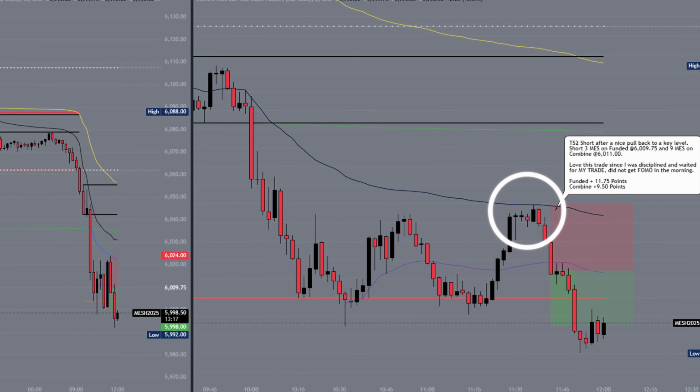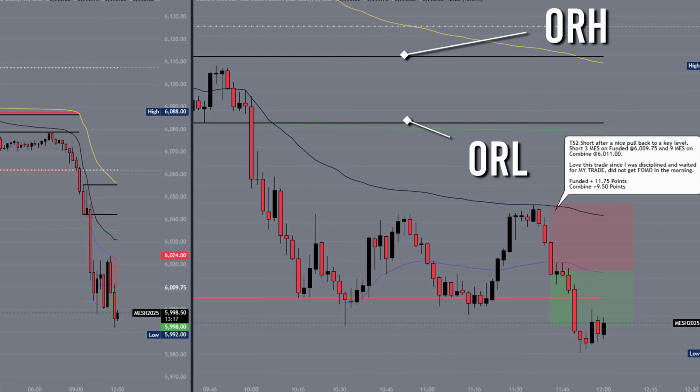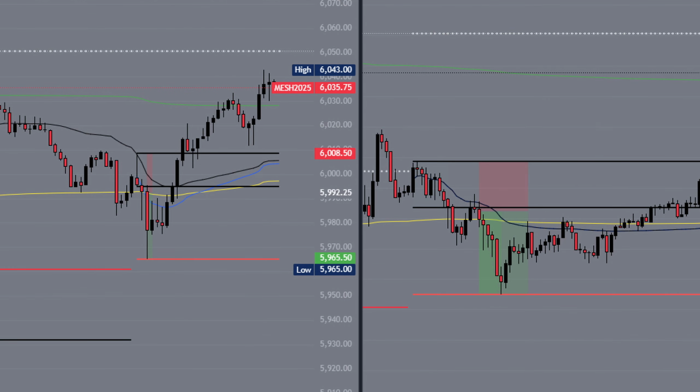Wait for price to pull back to a key level. These include VWAPs. This is crucial because it shows institutional interest. The 15-minute opening range high and or low, where early session volume kind of clusters. The initial balance high and low, which is the first hour's range. Each of these levels gives us a clear reference point for our trades. Let me show you this in action.